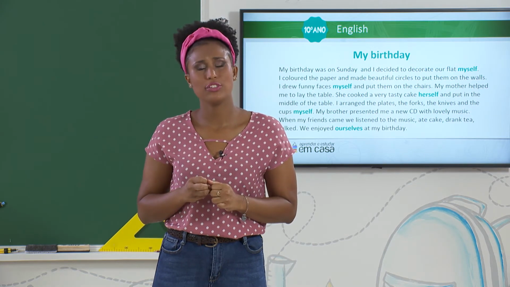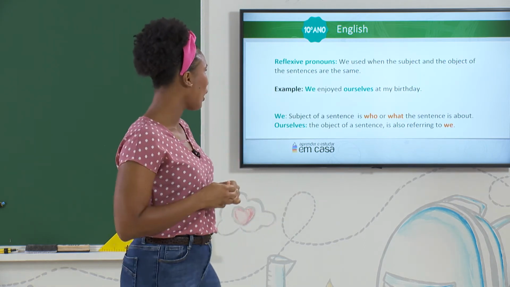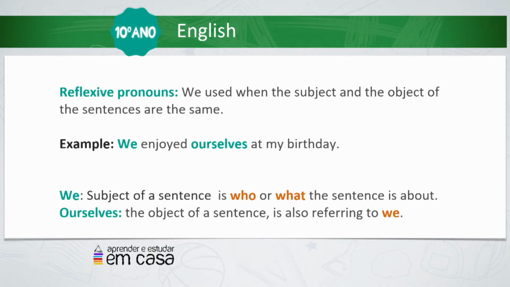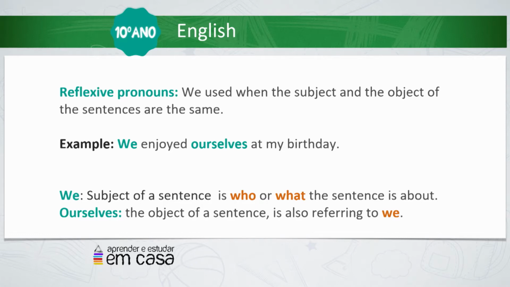What is a reflexive pronoun? You may ask. Well, let's discover it. We use reflexive pronouns when the subject and the object of the sentence are the same. We have an example: We enjoyed ourselves at my birthday.